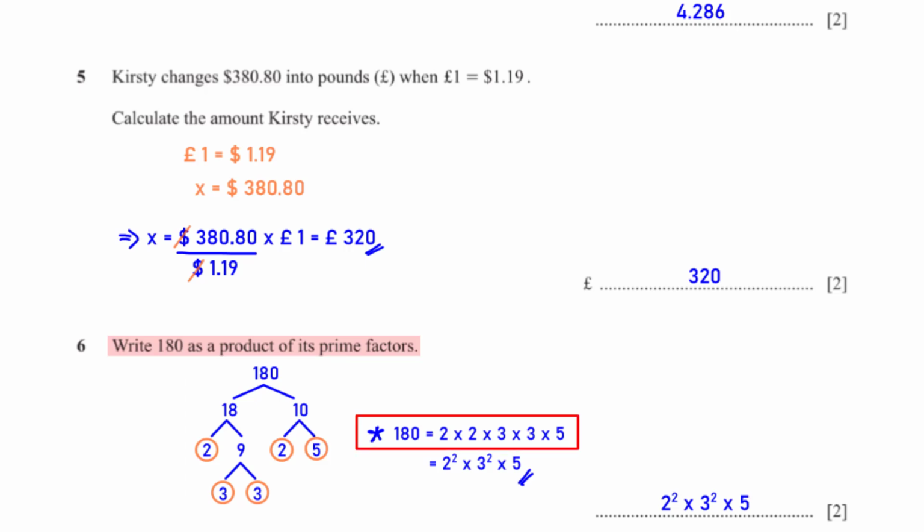So 180 equals 2 times 2 times 3 times 3 times 5. We can leave this as our final answer, or we can rewrite it as 2 squared times 3 squared times 5.